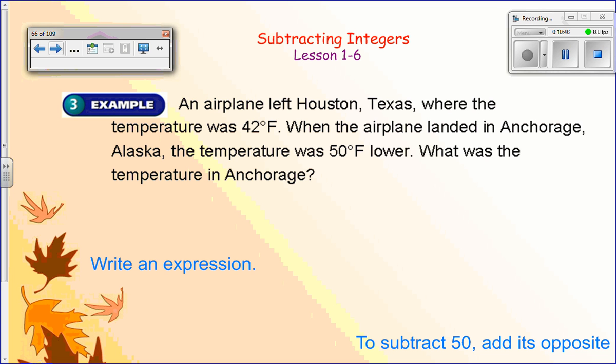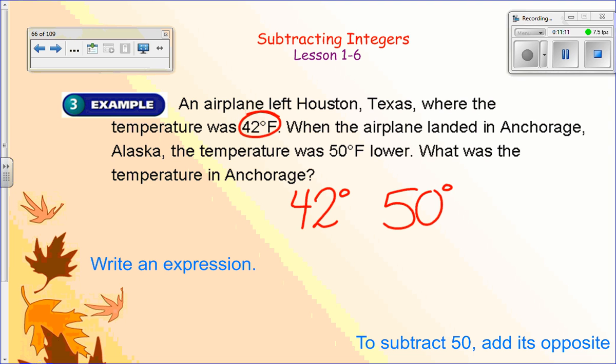We know there's an airplane in Texas. And in Texas, the temperature was, well, 42 degrees. Which isn't so bad. I mean, it's pretty nice if we get up to 42 degrees in the winter here. Now, when the airplane landed in Anchorage, Alaska, the temperature was 50 degrees lower. All right, so we know we're dealing with 50 degrees, and we know we're going to end up subtracting it because it's saying it's 50 degrees lower, not higher. So you're going to subtract that 50.